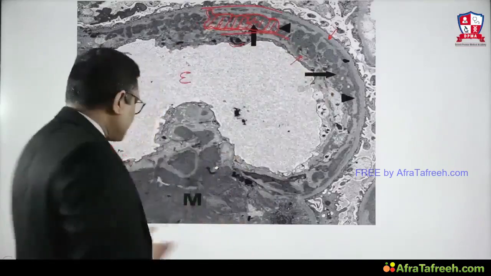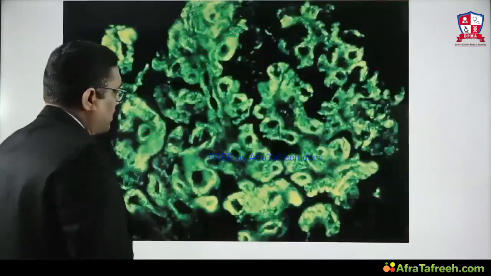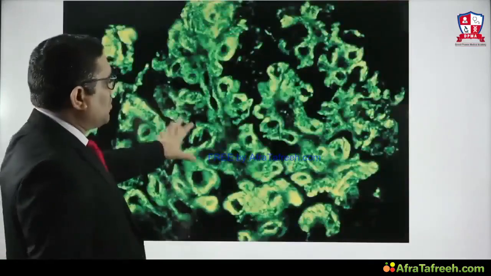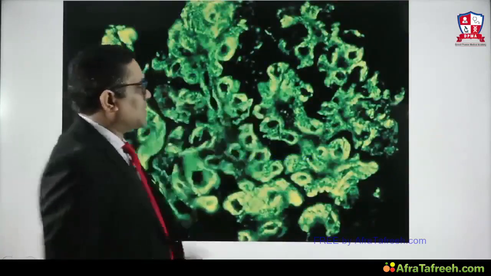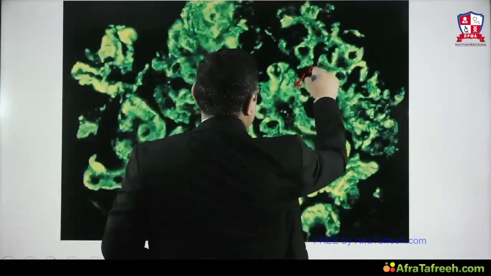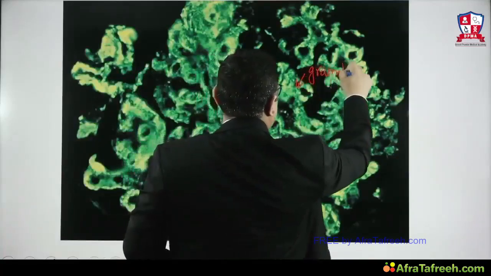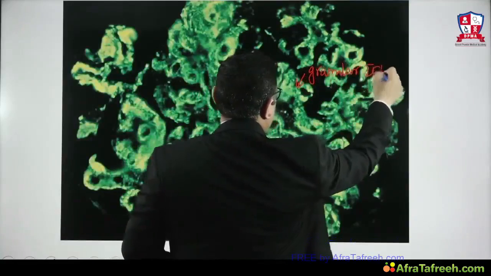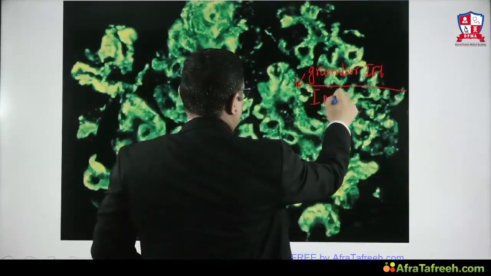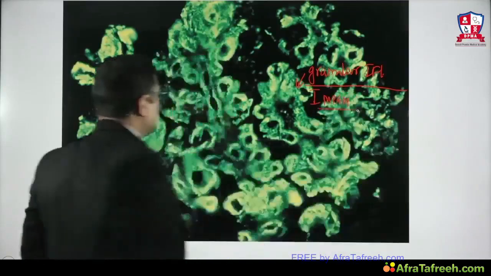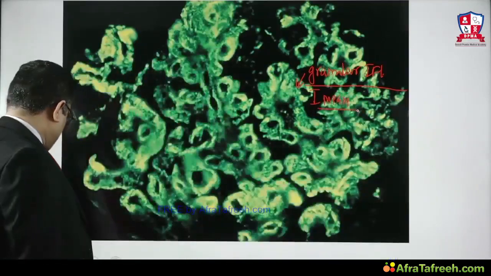So tram track appearance, splitting or duplication of the basement membrane, these are all findings of Mpgn, right? And when you look at the immunofluorescence microscopy, we are observing that all of these are showing granularity. This is called granular immunofluorescence of type 1 Mpgn. So this will be seen in type 1 Mpgn.